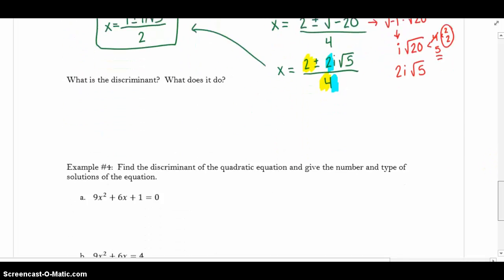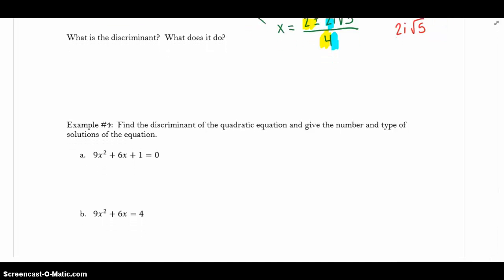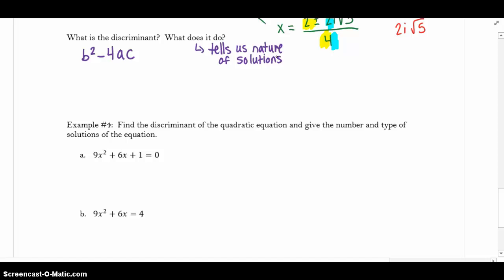Alright, then the last thing we're going to talk about today is the discriminant. Hopefully you've heard this before, but in case you haven't, let's review. The discriminant is the expression underneath the square root of our quadratic formula, which is b squared minus 4ac. And what it does is it tells us the nature of our solutions, meaning it tells us how many there will be and whether they're real or imaginary.